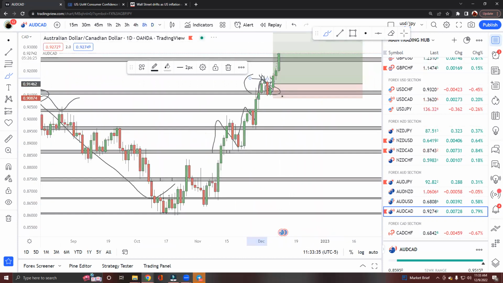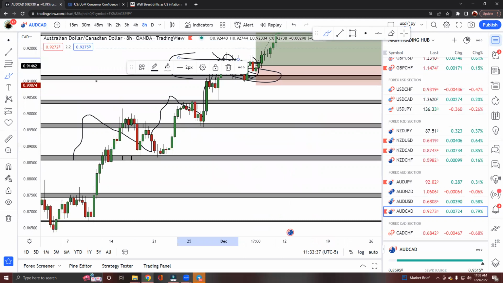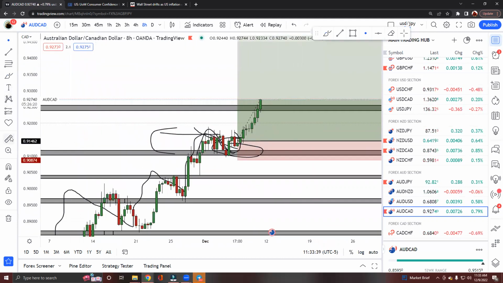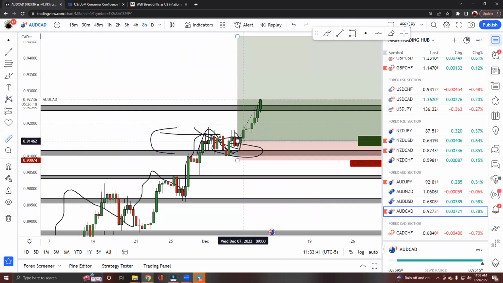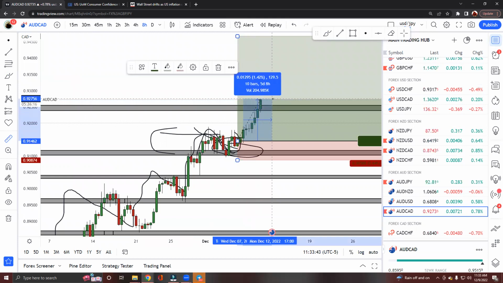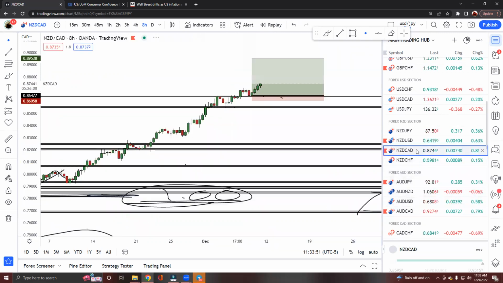Look how perfect this trade was. And look how easily it's still skyrocketing to the top side. The buy right here, all the way up there, over 129 pips. That's a lot of money on a given trade. So very easy and so simple.